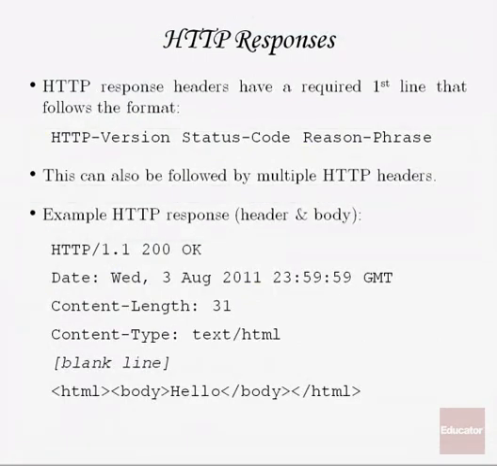So now we're going to talk about the response side of things. An HTTP response is a message that a web server sends back to a web client when they request a web page via the HTTP request method that we just learned about. It has a required first line with a specified format. It must have an HTTP version, followed by the status code, followed by what's known as a reason phrase, which is basically an English interpretation of a status code.